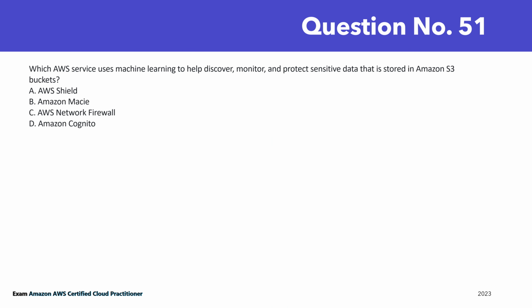Which AWS service uses machine learning to help discover, monitor, and protect sensitive data that is stored in Amazon S3 buckets? A. AWS Shield. B. Amazon Macie. C. AWS Network Firewall. D. Amazon Cognito. Correct answer, B.